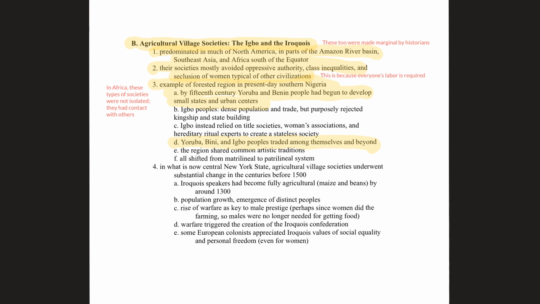We also have another example of these agricultural village societies in what is now central New York State. We have agricultural village societies undergoing substantial change well before the 1500s, where the Iroquois speakers had become fully agricultural, mainly maize and beans, by around 1300. The population has grown, and we see the emergence of some very distinct peoples. The unique thing that is also happening is that we have much warfare that is actually creating something known as the Iroquois Confederation. And next to that, underneath number 4, you want to put a little star by that because that is definitely something that we'll touch on a little bit later on.